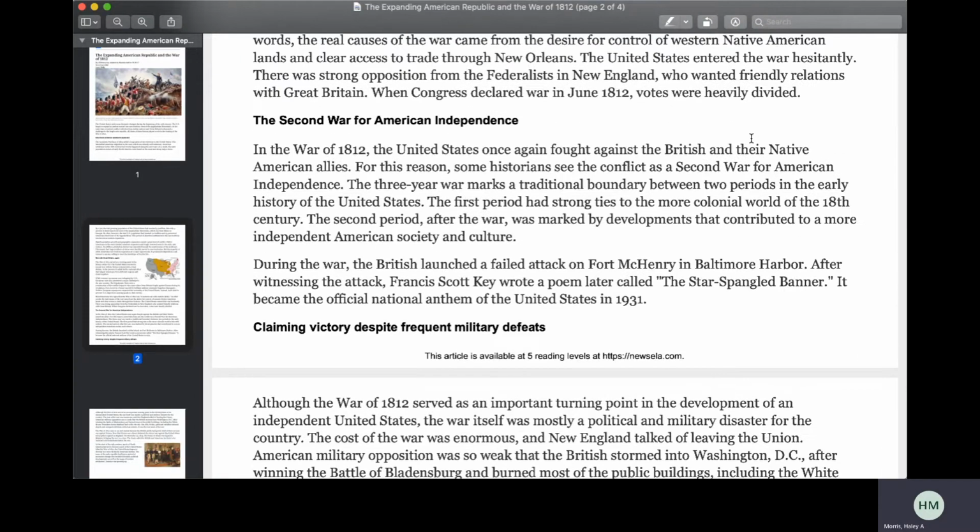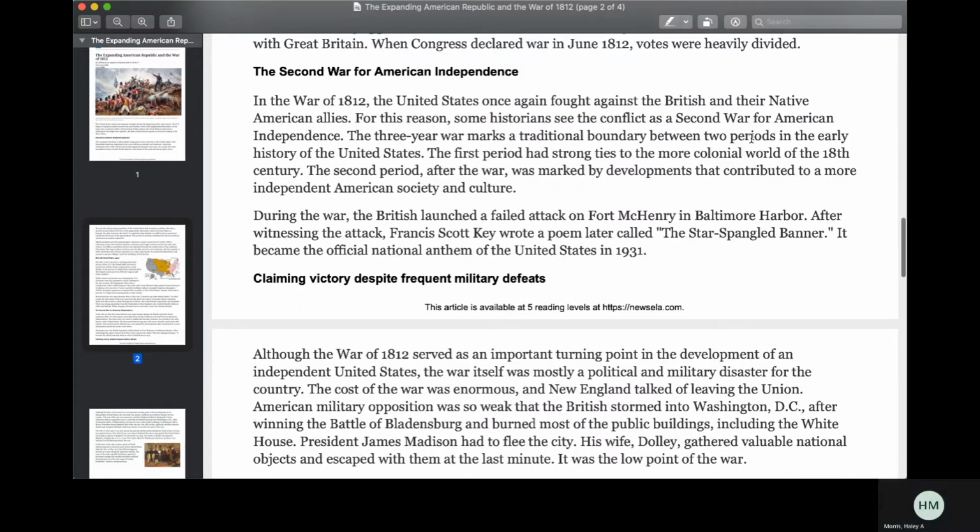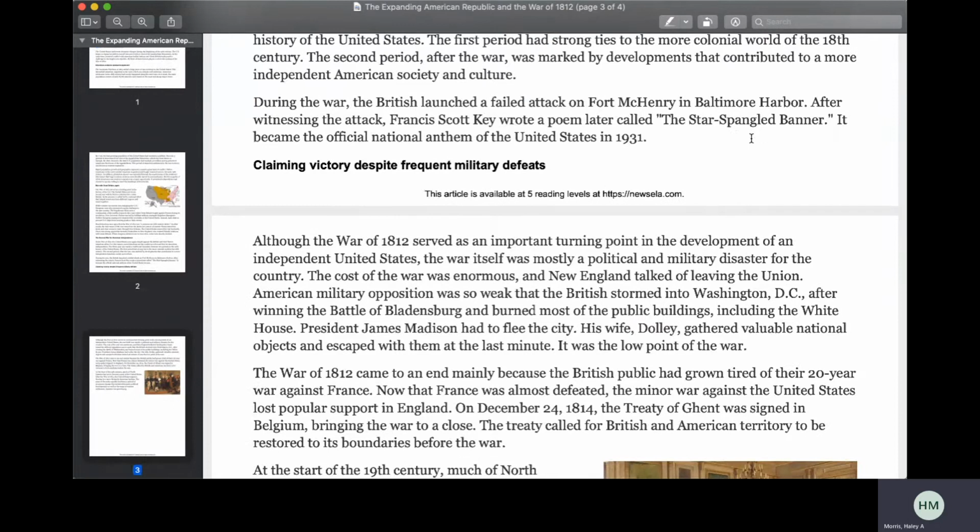In the War of 1812, the United States once again fought against the British and their Native American allies. For this reason, some historians see the conflict as a second war for American independence. The 3-year war marks a traditional boundary between two periods in the early history of the United States. The first period had strong ties to the more colonial world of the 18th century. The second period after the war was marked by developments that contributed to a more independent American society and culture. During the war, the British launched a failed attack on Fort McHenry in Baltimore Harbor.